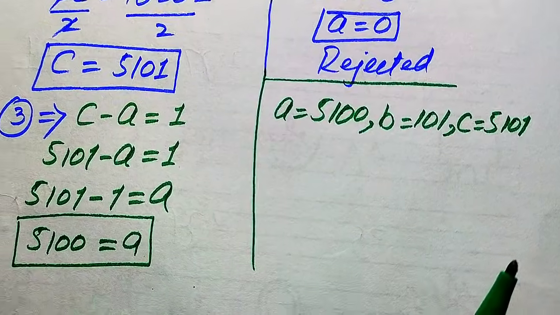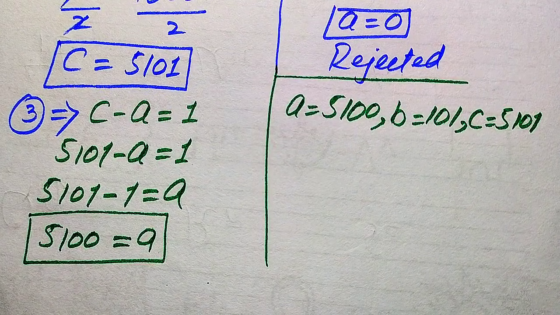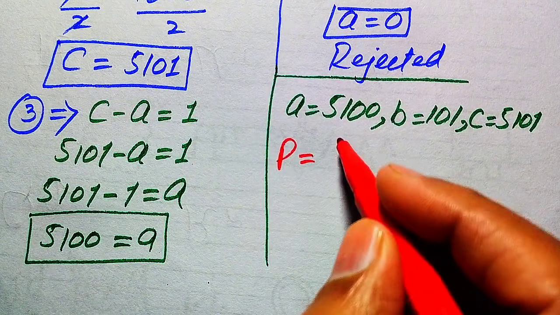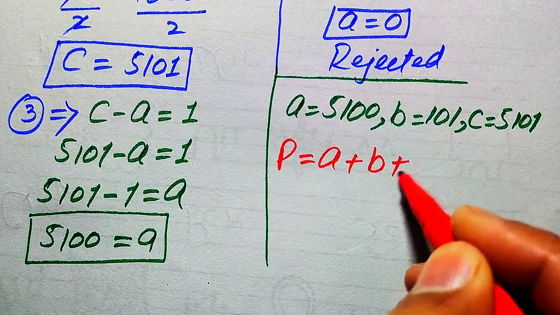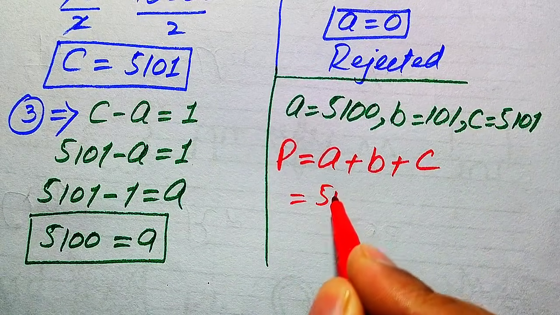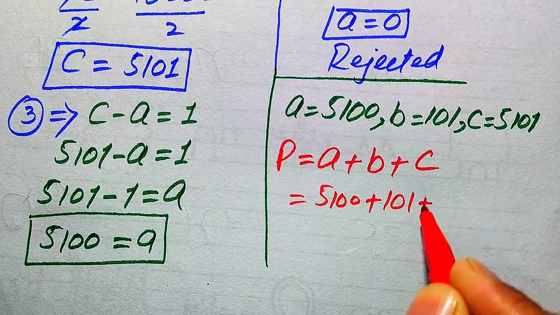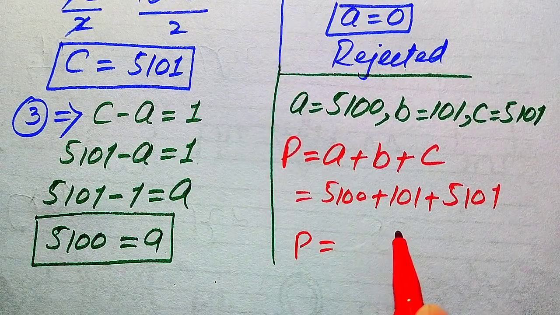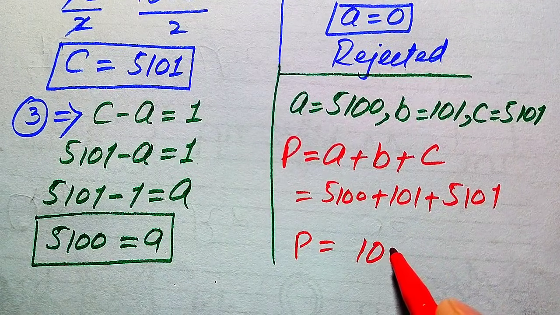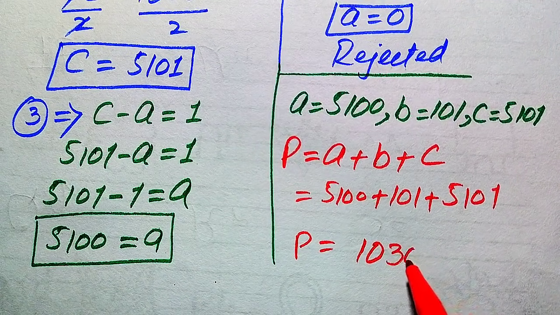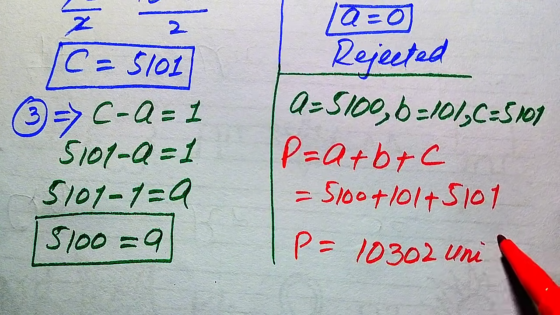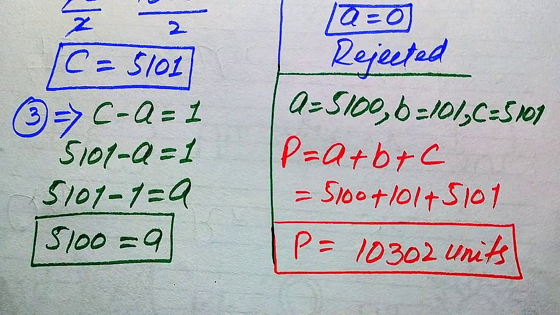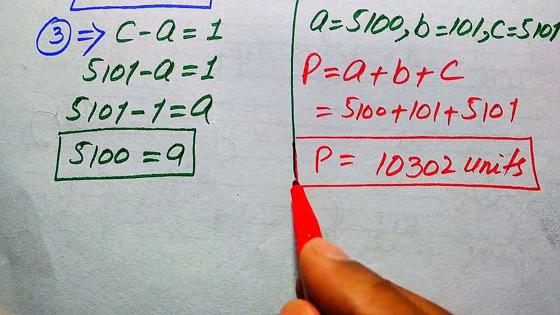And you know that the perimeter of a triangle is equal to the sum of the lengths of all the sides of the triangle. So we have the value of a is 5100, the value of b is 101, and the value of c is 5101. For the perimeter we need to sum up all of these values, and it becomes 10,302 units. Because perimeter is not square, so here we need to find the area of the given triangle.